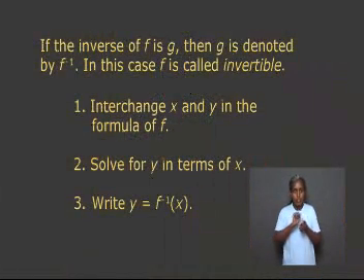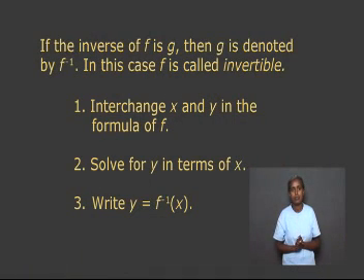If the inverse of f is g, then g is denoted by this form. In this case, f is called invertible. These are the steps in finding the inverse of a function f. First, we must interchange x and y in the formula of f. Then we must solve for y in terms of x. Finally, we write that y equals the inverse of f of x.